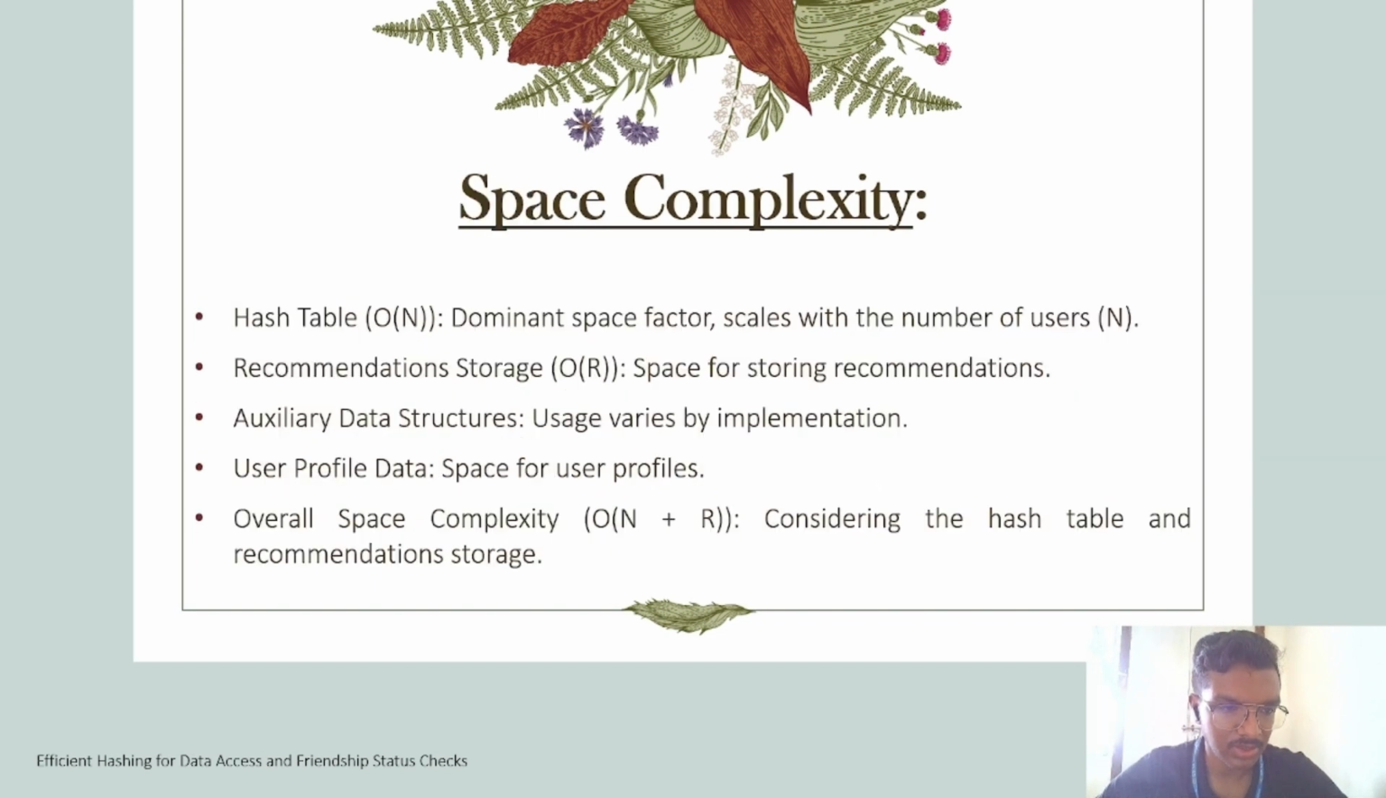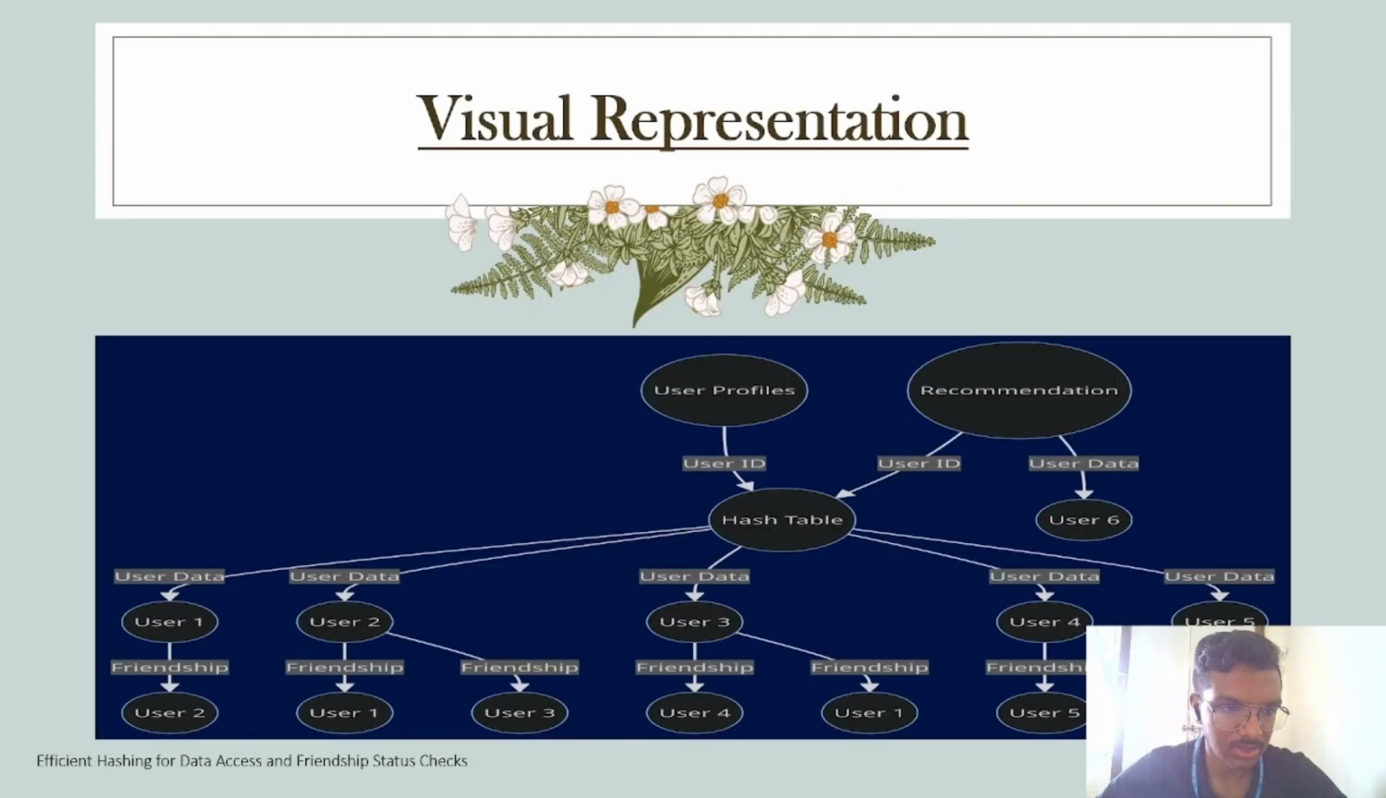The space complexity of the second solution is concisely summarized in 5 key points. The primary contributor is the hash table, which scales with the number of users n. Additional space is allocated for storing recommendations. The provided chart visually represents the second solution that utilizes hashing for friend recommendations in a social network. User profiles are stored in a hash table where user IDs serve as keys.